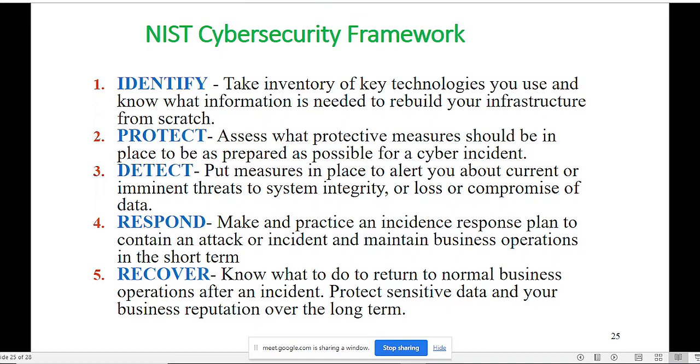Secondly, protect, right? So have the right protective measures put in place just to get prepared in case of an incident. And then third, have the right detection tools or procedures or measures, right? We've talked about the intrusion detection systems. You can have them, right? Just to give you some information on what is happening.